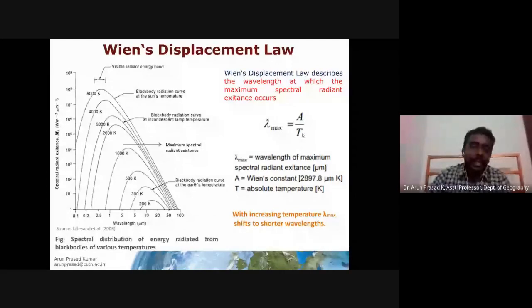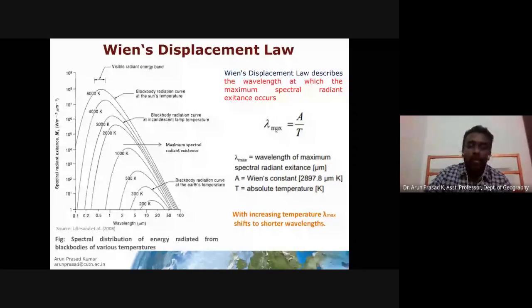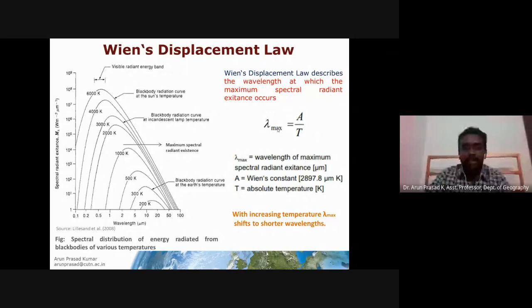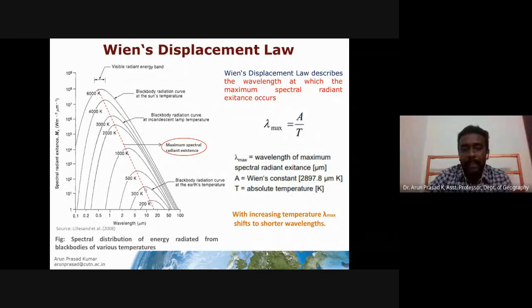When we consider the sun as the black body, when the temperature is much higher, then lambda max, which means the wavelength at which the maximum spectral radiance occurs, would be in the shorter wavelength. If we compare the same with the Earth's perspective, because the Earth's average temperature is 300 Kelvin, it emits radiation at the longer wavelength because of its lower temperature. So we understand that if the temperature increases, the maximum spectral emittance peak shifts towards the shorter wavelength.